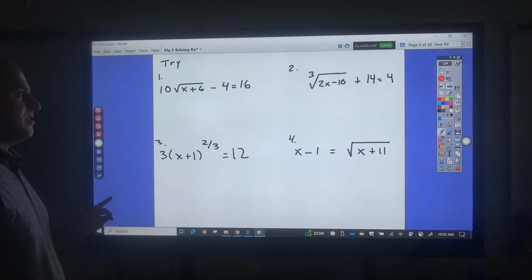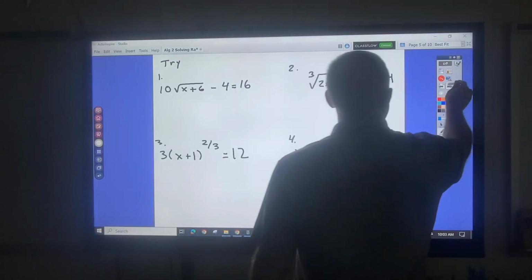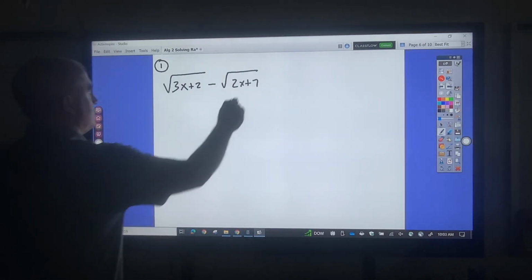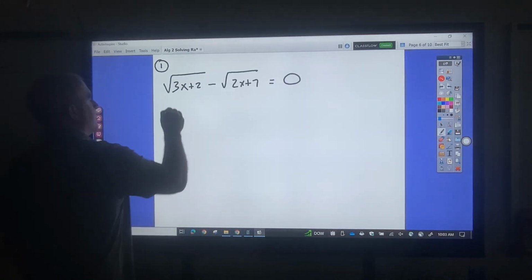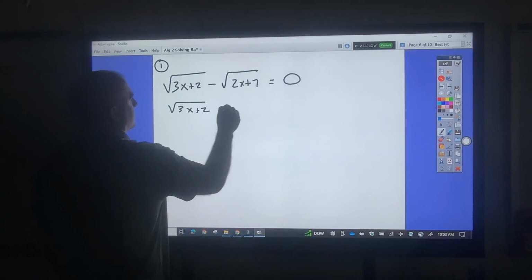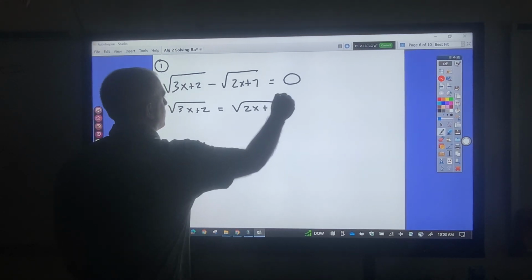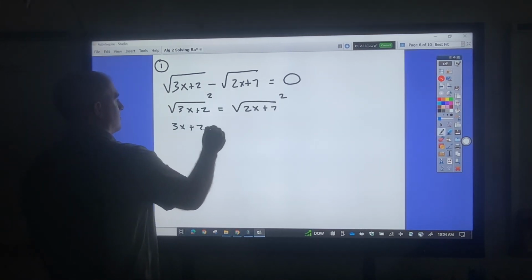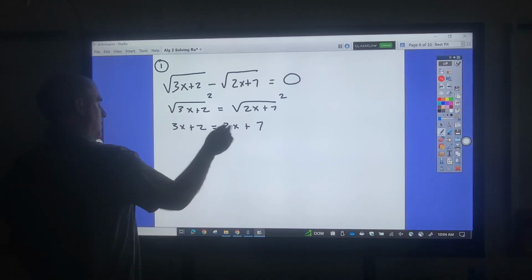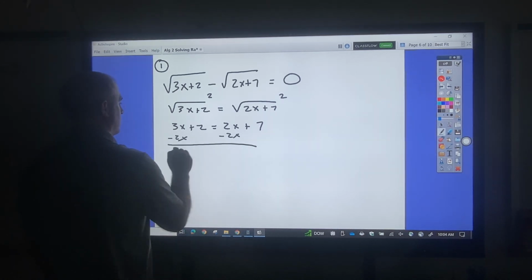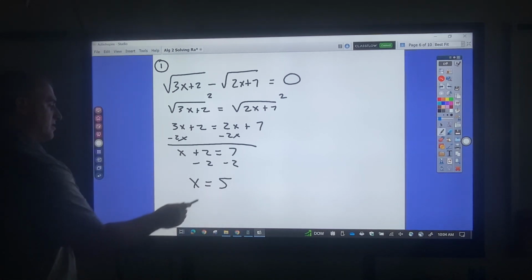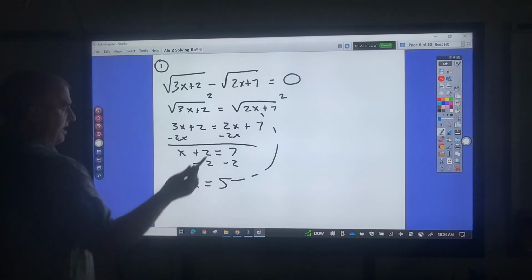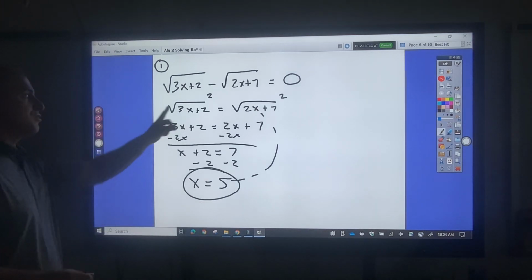So here's what I want you to try. I want you to try these. All right, now, I want to solve this. What I want to do is move this to the other side, so it just becomes positive. I want to square both sides. Subtract 2x. Subtract 2. All right, now, what I want to check is, let's make sure both of these work. 2 times 5, 10, plus 7, good. All right, good. Both those are positive on the inside.